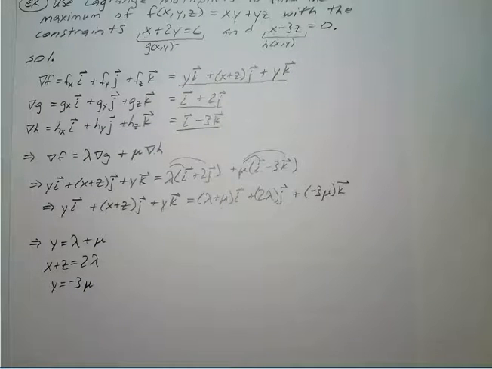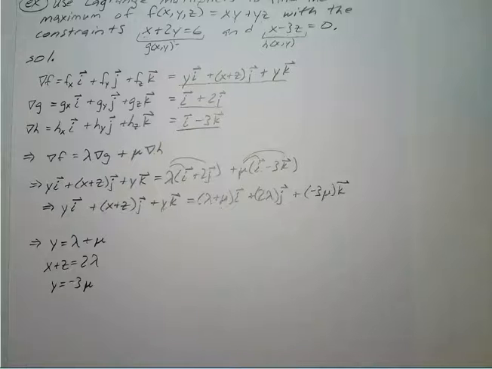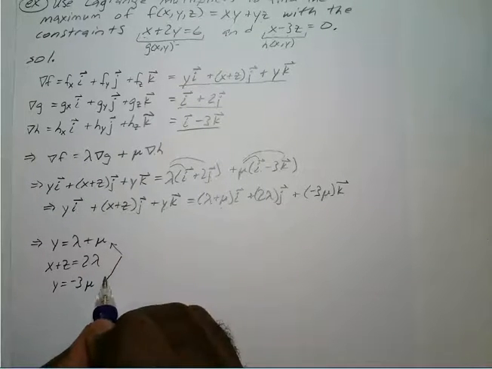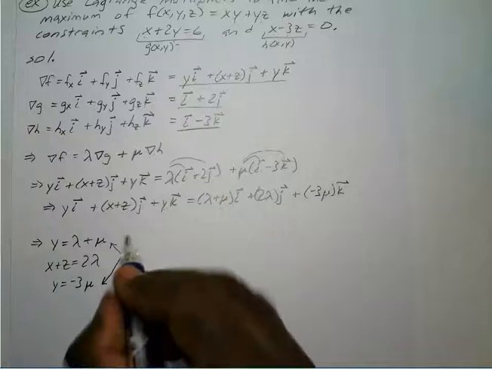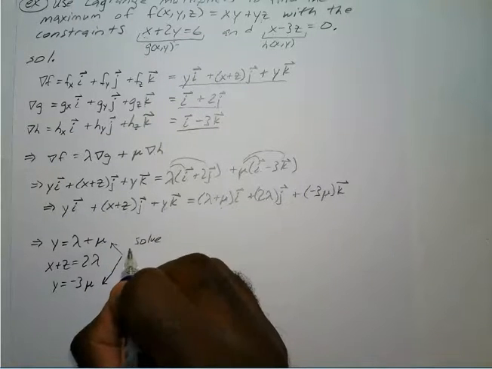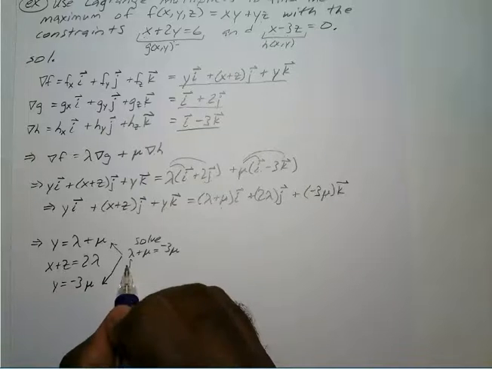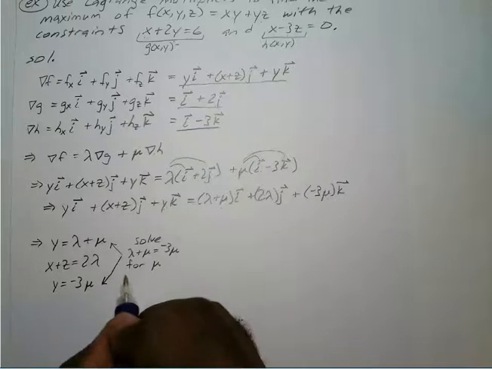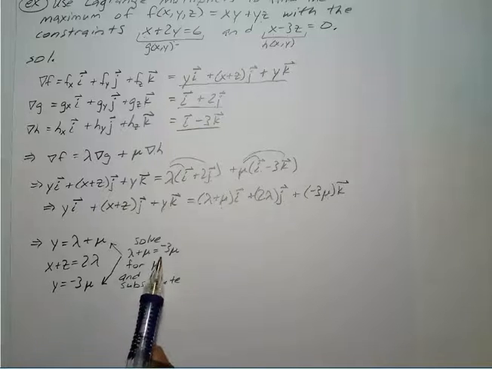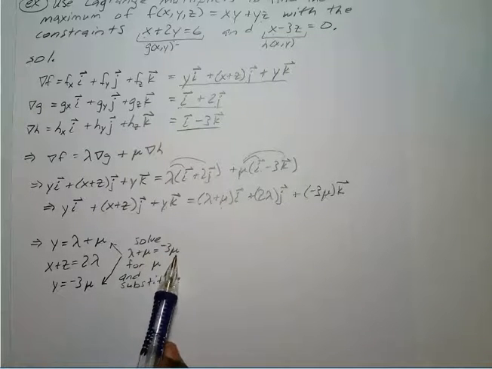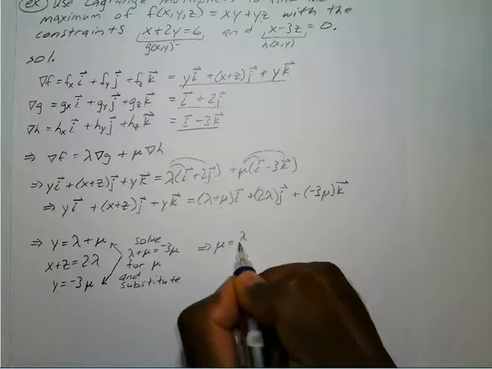Remember, the overall goal is to one by one get rid of all of your lambdas and mus. So with the first and the third equation, you have y equals lambda plus mu, and y is equal to -3 mu. So you just have to solve lambda plus mu equals -3 mu. If we solve that for mu, we subtract mu from both sides to get -4 mu, then divide both sides by -4, and we end up with mu equals lambda over -4.